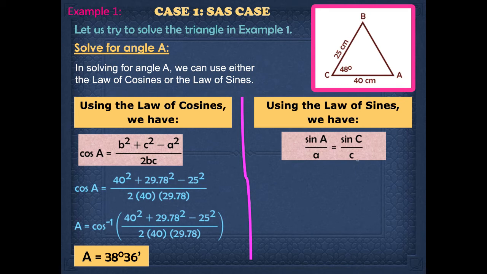Now, why can we use this proportion? Because side A is given, side C is given, so this is checked, and also angle C. Angle C is also given, right? So the only unknown here is angle A. Therefore, we can use this formula. Now, by substitution, we get this: sine A over 25 equals sine 48 degrees over 29.78.